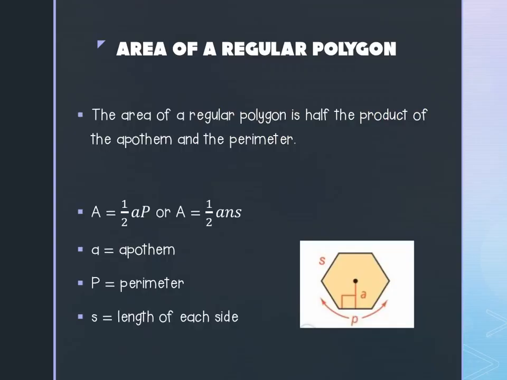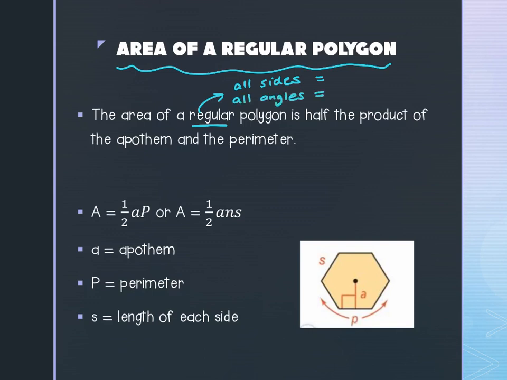Okay, now let's talk about the area of a regular polygon. So if I want to find the area of this polygon, first of all, the word regular means all sides are equal and all angles are equal. This formula only works for regular polygons. And the formula is half the product of the apothem and the perimeter.